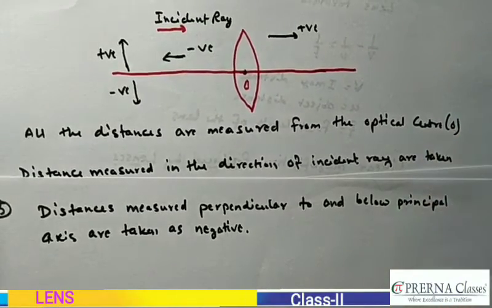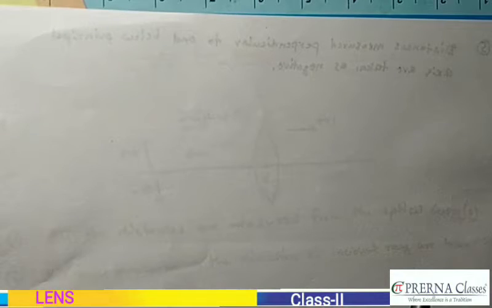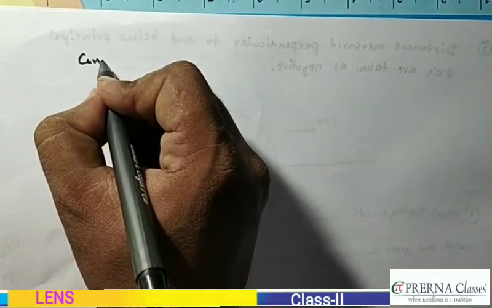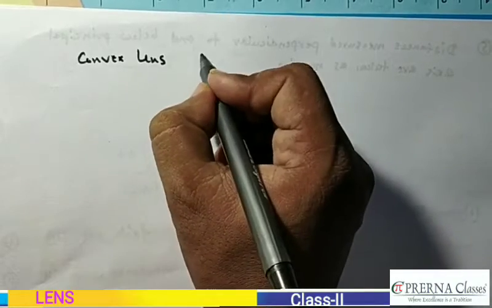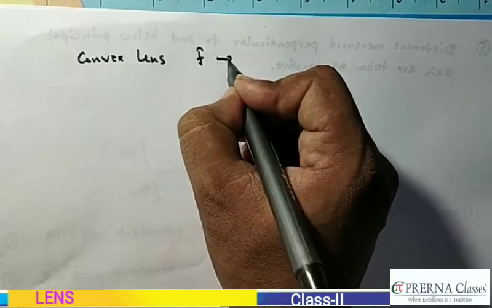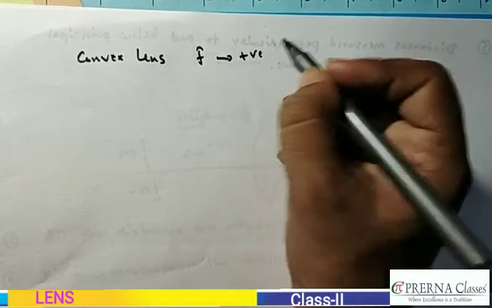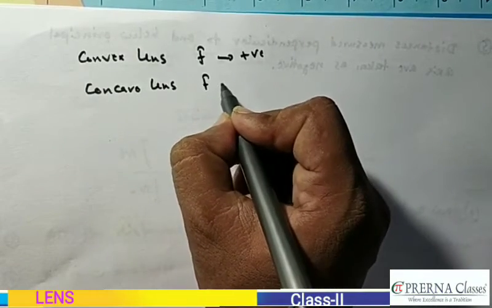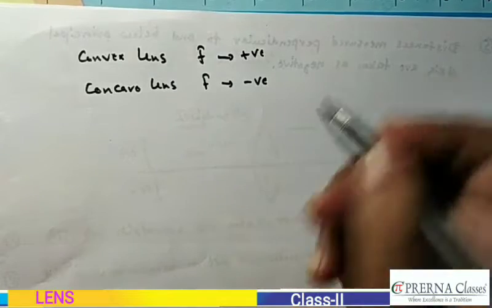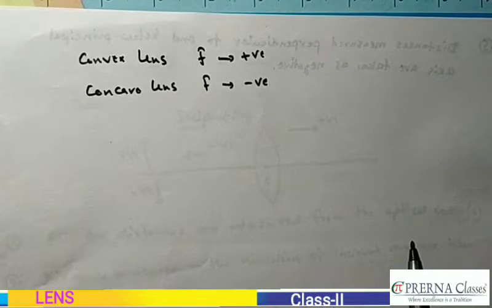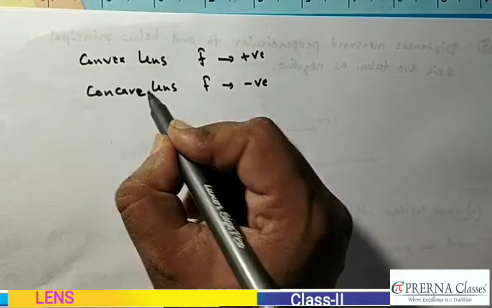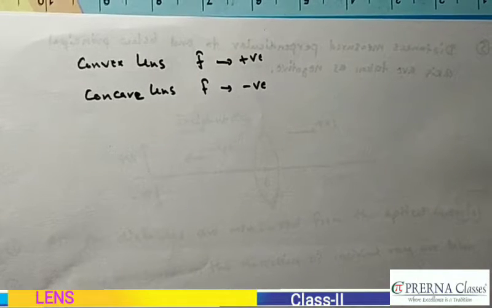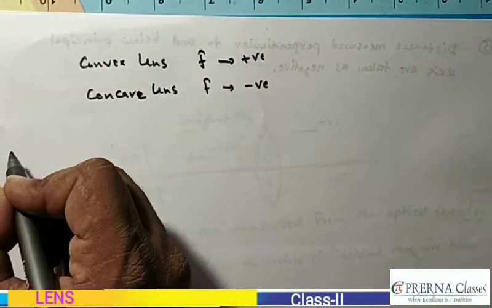Clear? While using the lens formula, you have to keep in mind that the focal length of a convex lens is taken as positive, and the focal length of a concave lens is taken as negative. Okay, whenever we use this lens formula we use this sign convention. Now let us check a few examples.